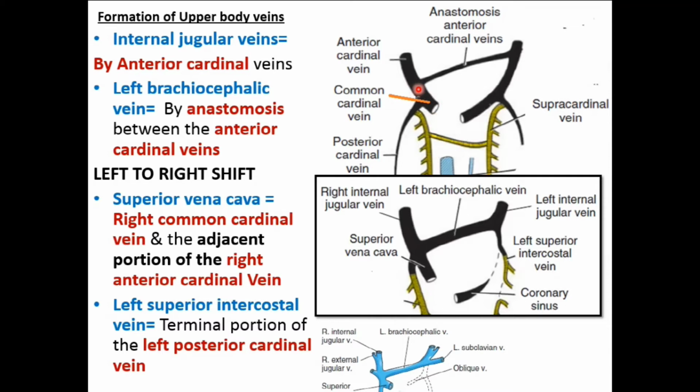So if you could imagine that in adults, the left brachiocephalic and the right brachiocephalic, they join to form the superior vena cava.